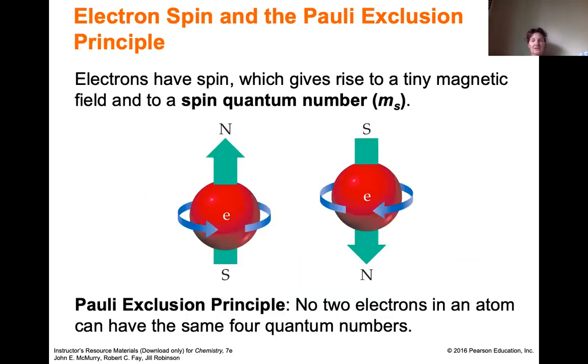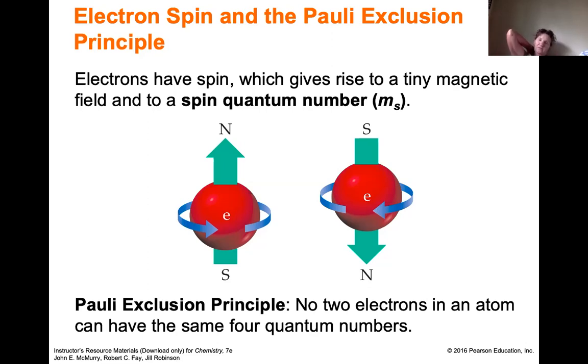if there are 2 electrons on the same location, so in the same orbital, then they have to have opposite spins. So electrons have spin, which give rise to a tiny magnetic field and to a spin quantum number. So what was noticed is that electrons interact with a magnetic field, and there are 2 possible orientations. So this shows the magnetic moment can be in the up direction or the down, the north or the south. And when that's true, if you have 2 electrons in the same orbital, one has to be up and one has to be down. That's called pairing them.